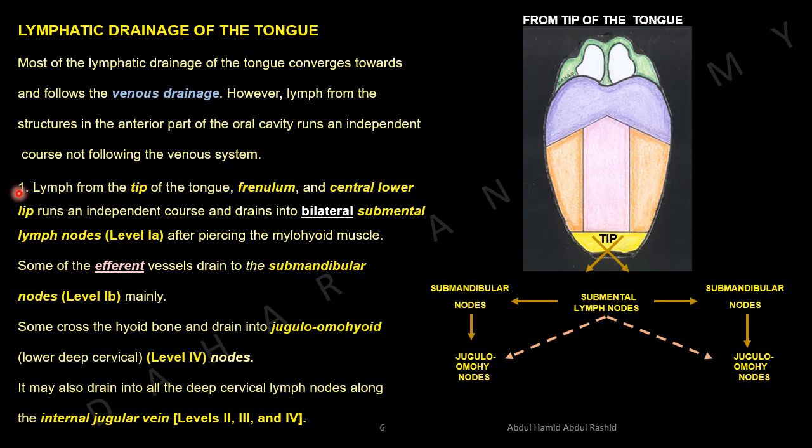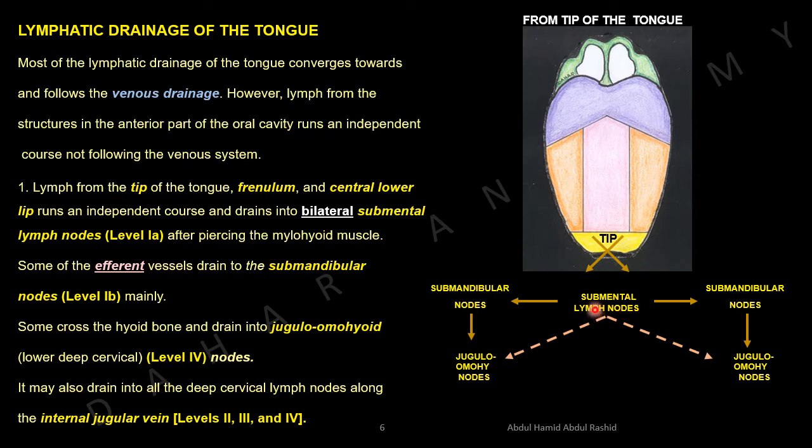Number 1. Lymph from the tip of the tongue, frenulum, and central lower lip runs an independent course and drains into bilateral submental lymph nodes, level 1A, after piercing the mylohyoid muscles. So from the tip of the tongue it will go bilaterally to the submental lymph nodes.